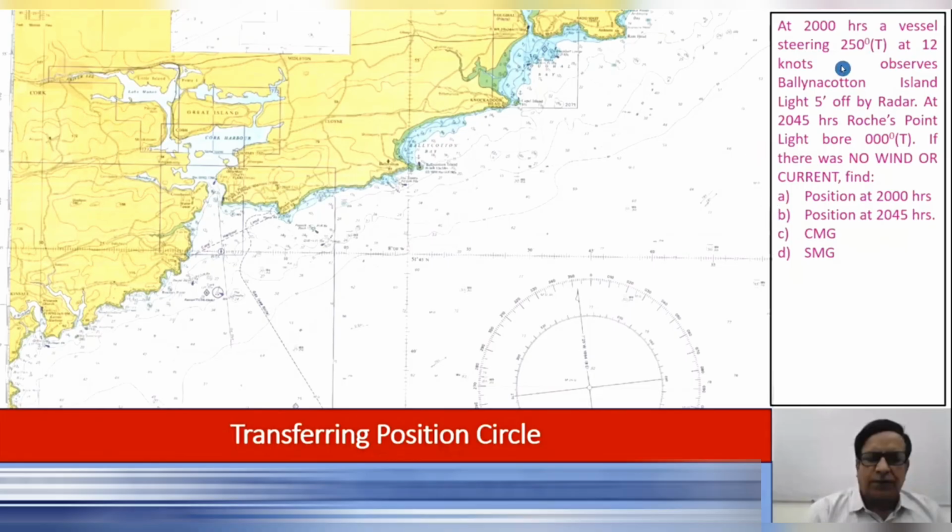Very good. So you see, at 2000 hours, they have given us a radar range of 5 miles. So we have a position circle for this particular time. Then at 20:45, they have given us a bearing. So Roche's point light bearing is given. So we have a PL. So we will be transferring the position circle now using the running fix concept and finding our positions at both these times.